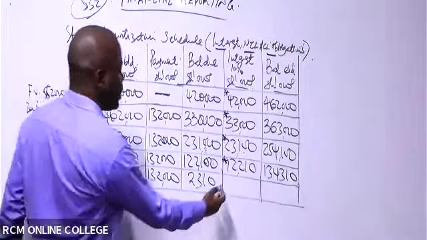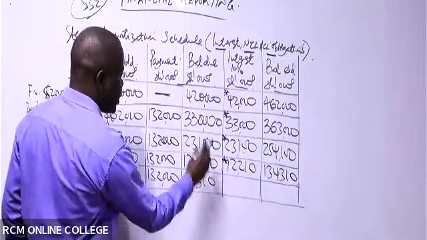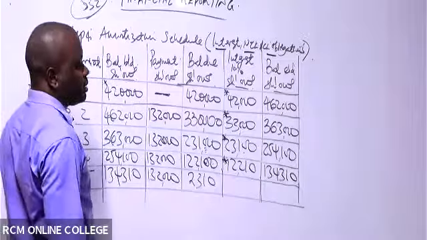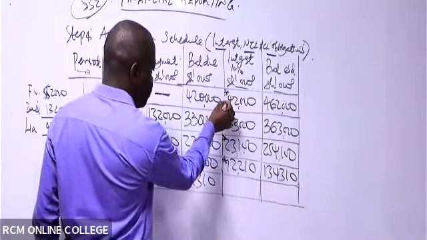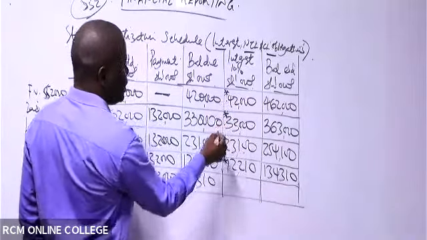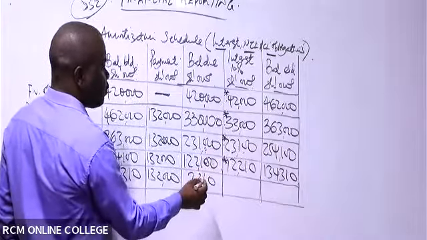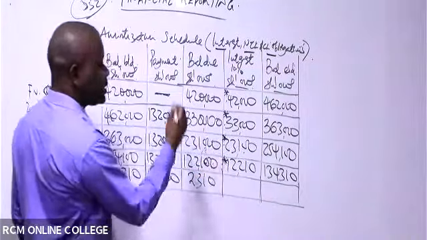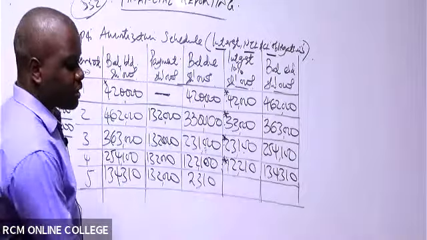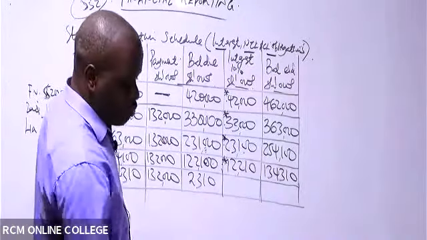For this fourth year, it is 12,210. This one won't be here because I've told you ideally it is supposed to be 0 here. So you'll be able to see the interest for the first year is 42, for the second year is 33, for this one is 23,100, for this one is 12,210.